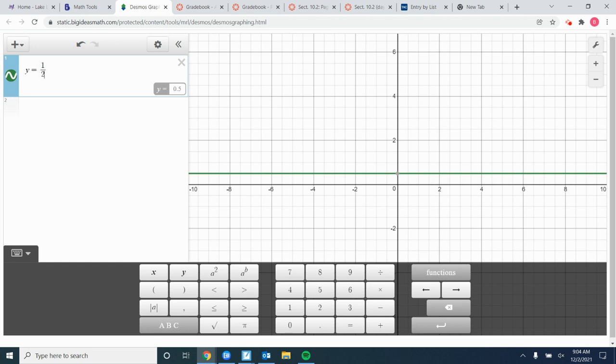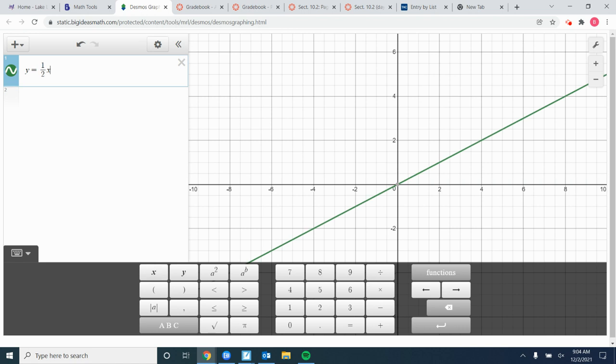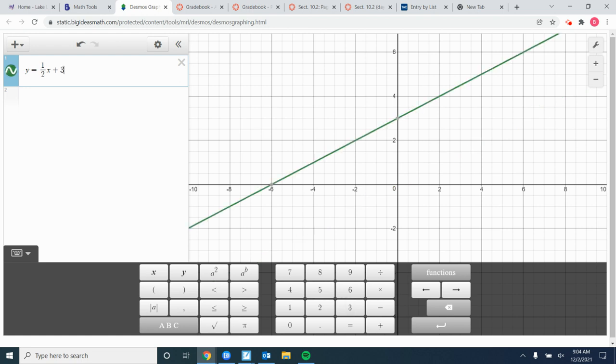So I got y equals 1/2. Now to get, let's see here. I just clicked over there, so I'm out of the denominator. You got to make sure when you type in x, the x is not with the 2 in the bottom. Okay, make sure it's not with the 2. Plus 3. So there's that graph. Boom, pops up there for you.